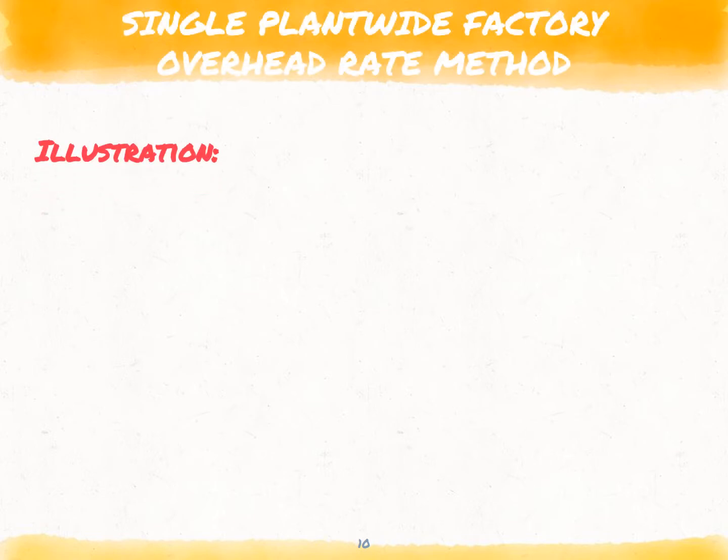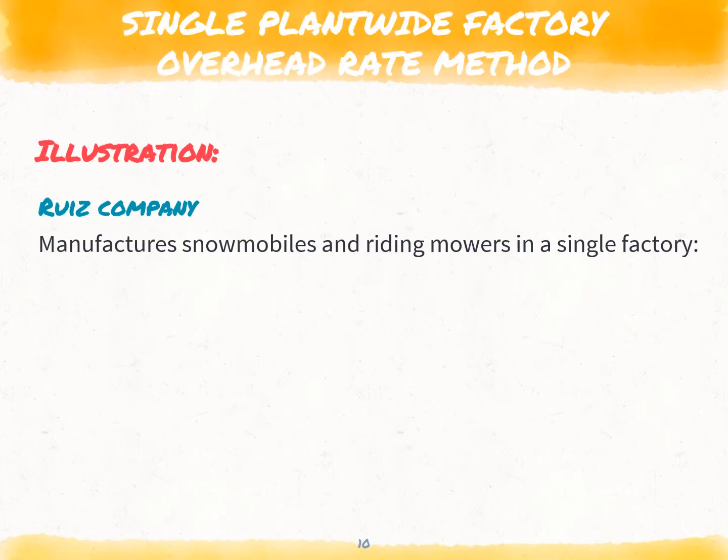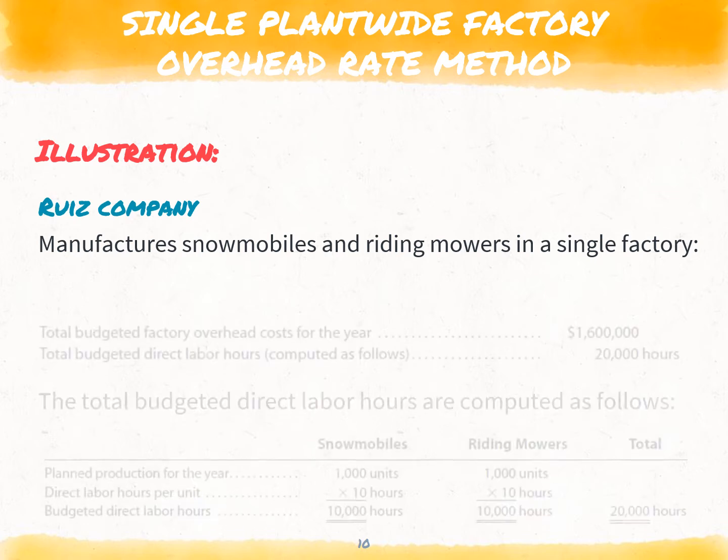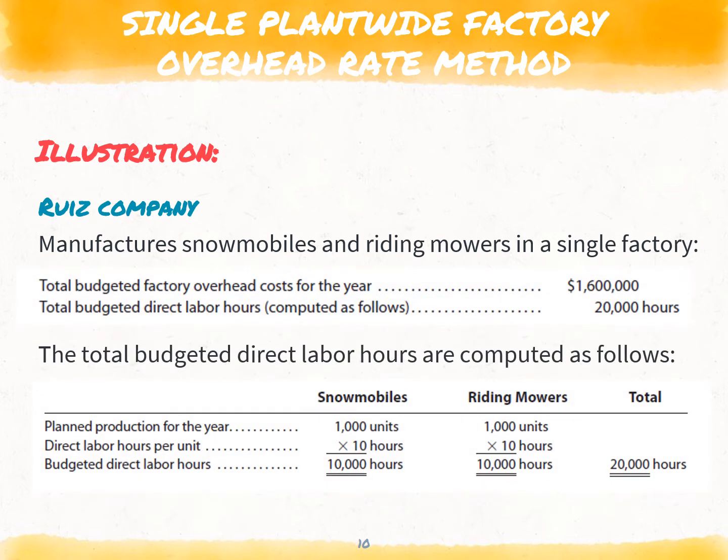Let us now go to our sample illustration for the Ruiz Company. Ruiz Company manufactures snowmobiles and riding mowers in a single factory. Its total budgeted factory overhead cost for the year is $1.6 million, and its total budgeted direct labor hours is 20,000 hours. The total budgeted direct labor hours are computed as follows.